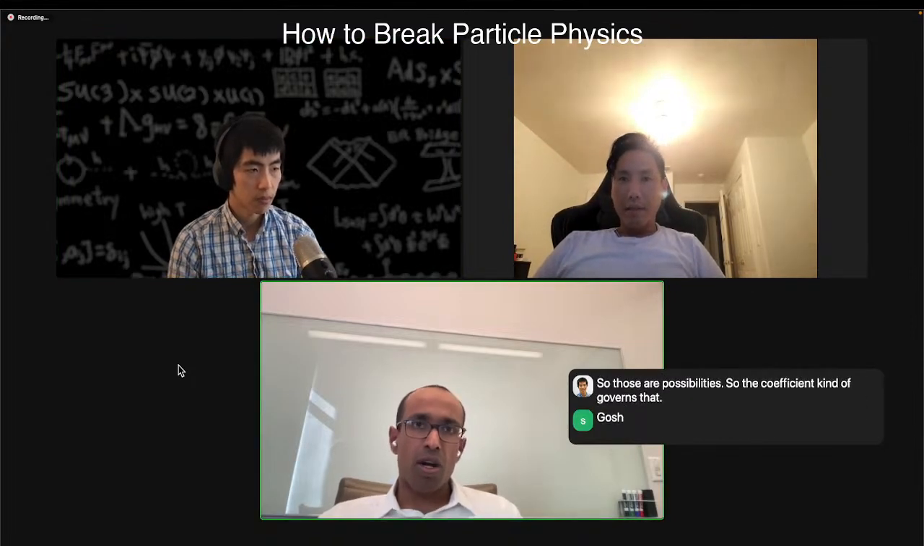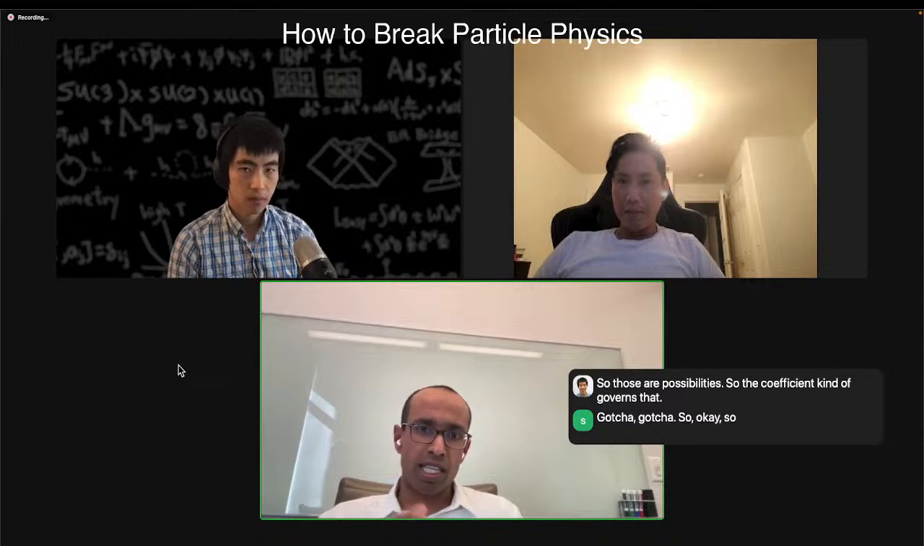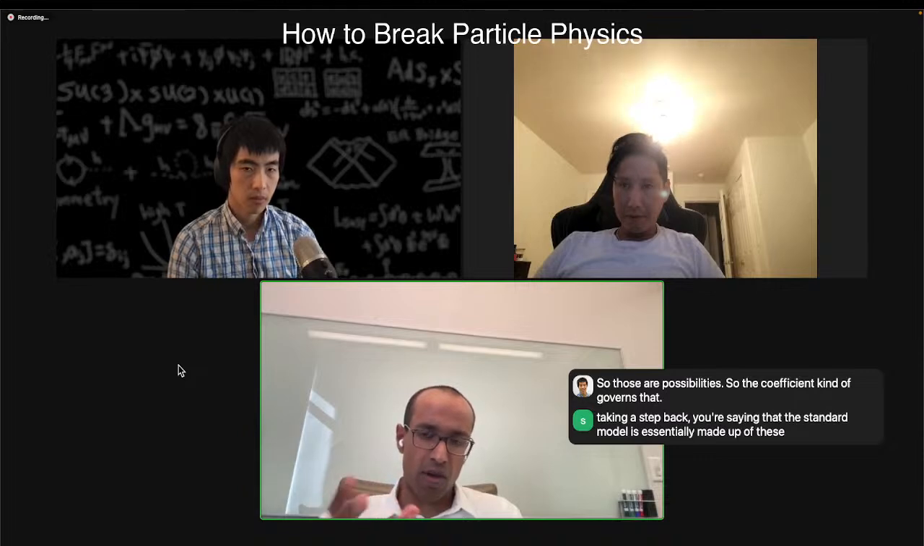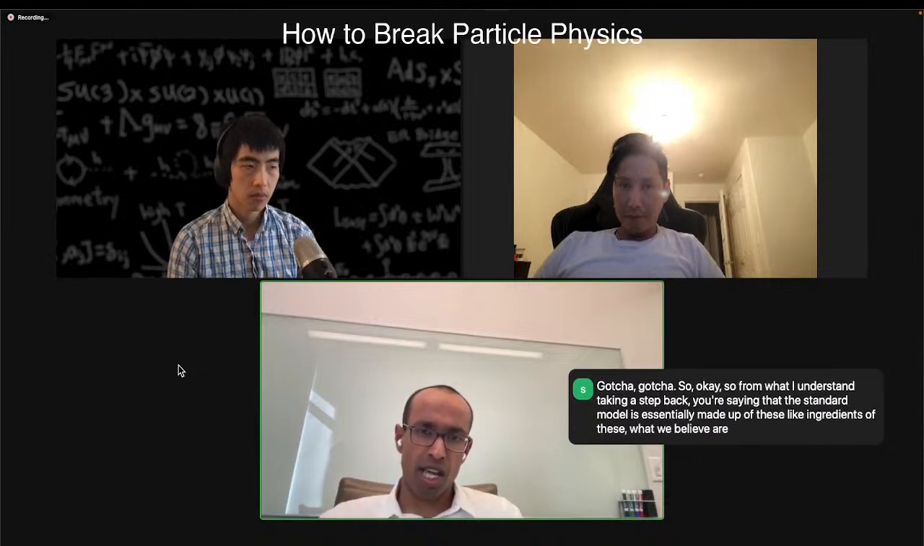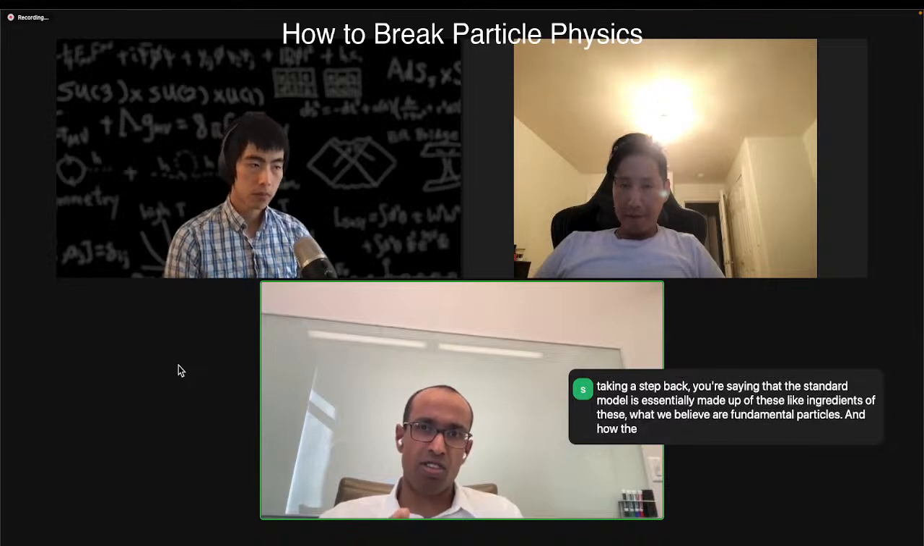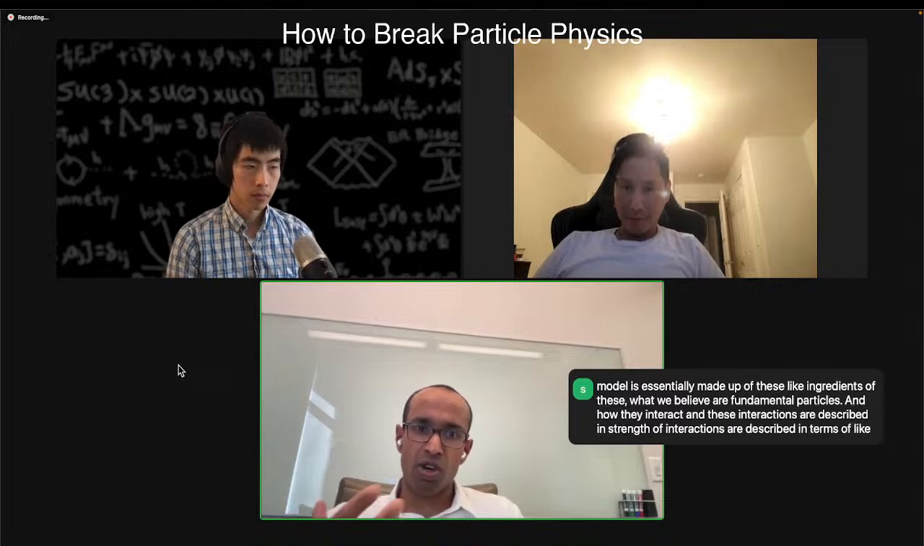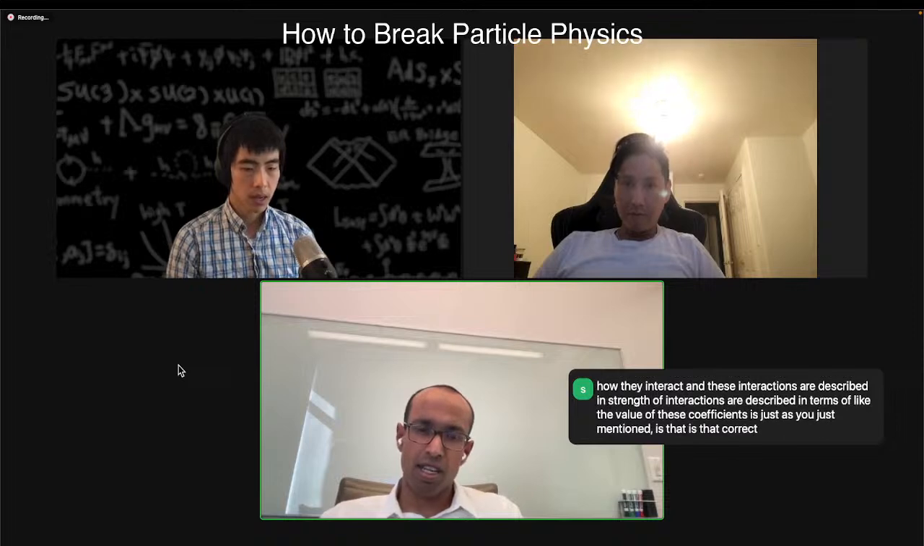Gotcha. So, taking a step back, from what I understand, you're saying that the standard model is made up of ingredients, what we believe are fundamental particles, and how they interact. And the strength of these interactions is described in terms of the values of these coefficients, as you just mentioned. Is that correct? Yeah, that is correct.